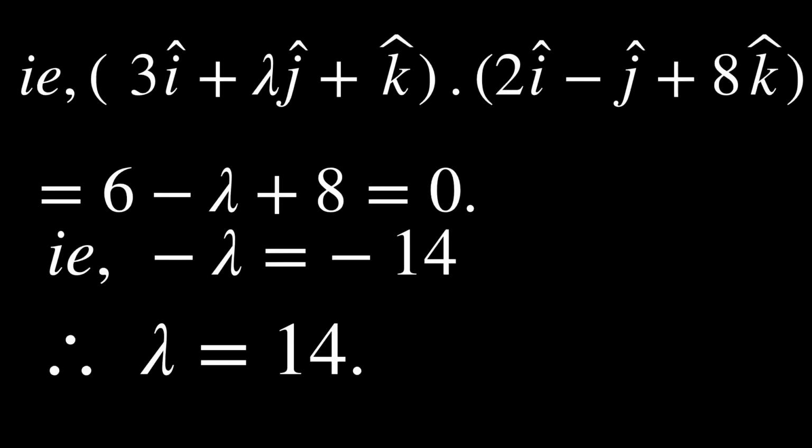So now it becomes (3i plus lambda j plus k) dot (2i minus j plus 8k), which on simplification gives 6 minus lambda plus 8, and we are equating it to 0. So 6 minus lambda plus 8 is equal to 0, which becomes lambda is equal to 14.